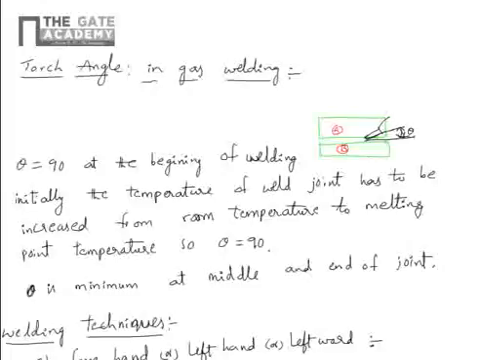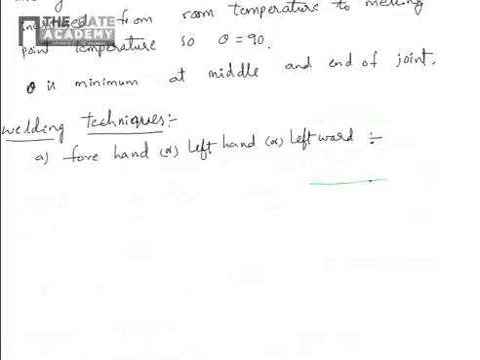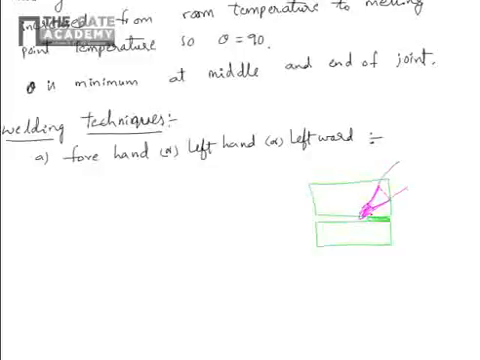Suppose we take the same diagram which we have shown in the above example. So I am joining from this side. Flame is directed towards the non-welded portion.